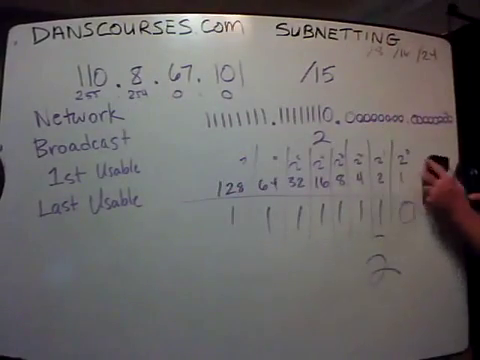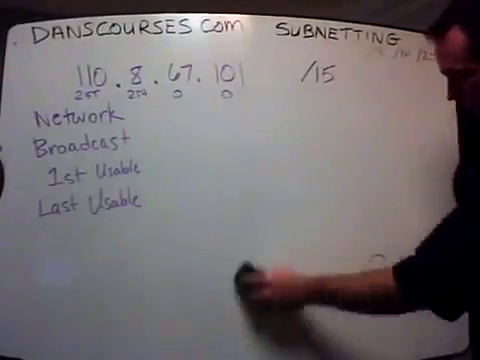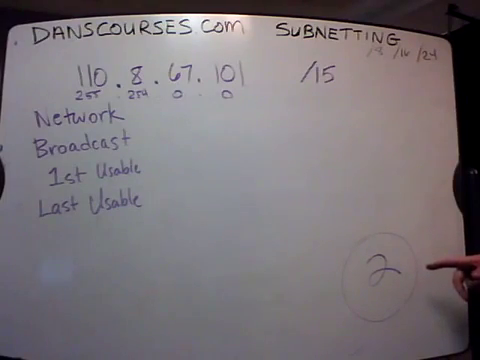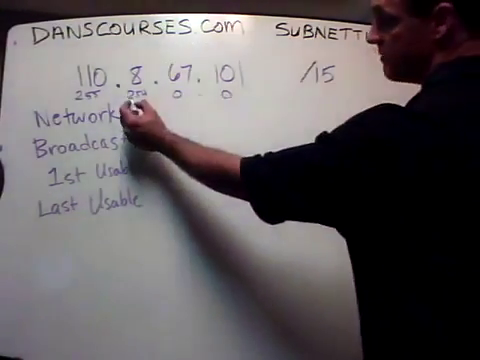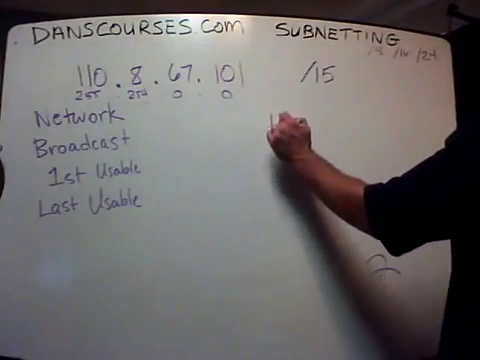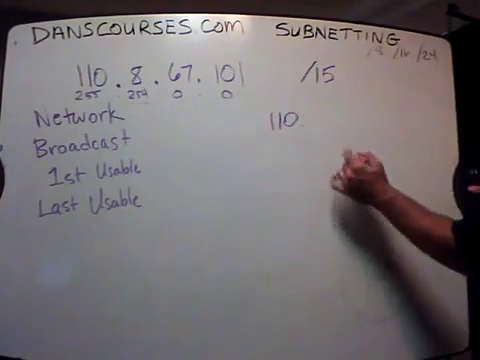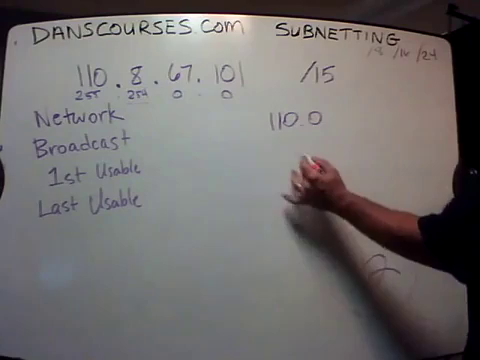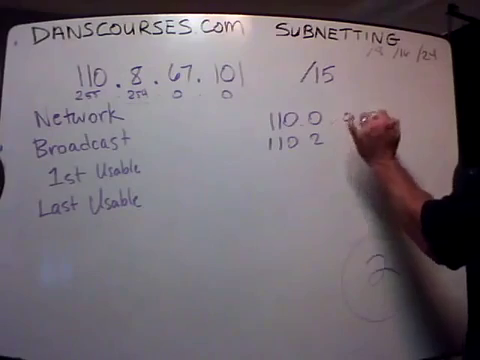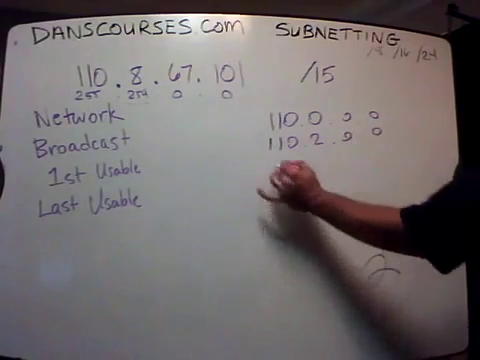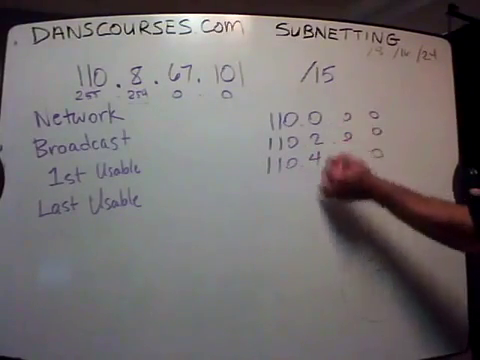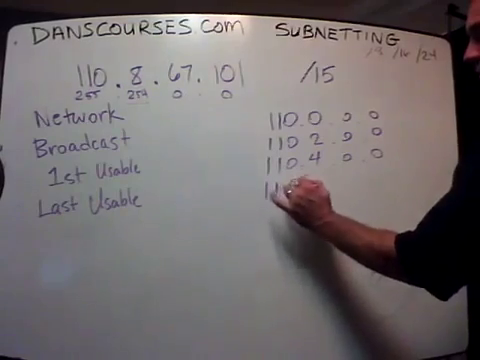Okay, so if the magic number is 2, that means the networks go up by 2 in the octet of interest, which in this case is the second octet. So you've got 110.0.0.0 would be the first network. 110.2.0.0 would be the second network. 110.4.0.0 would be the third network, and so on and so forth.